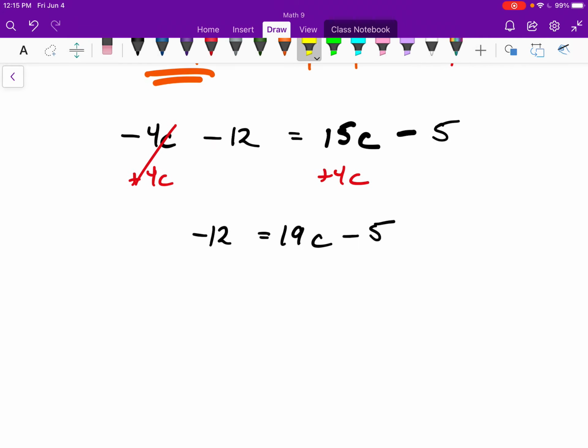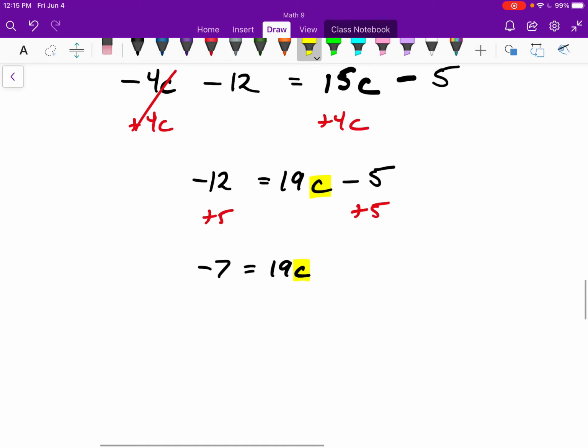I'm trying to isolate c. I'm getting closer. I don't want that minus 5 over there, so I'm going to add 5 to both sides. So I have negative 7 equals 19c. And so c is going to equal whatever negative 7 divided by 19 is, which is not going to be the most pleasant number, but I know it's going to be negative.